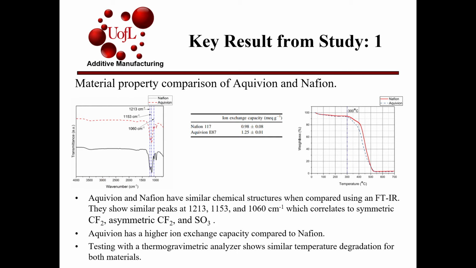The middle table shows that Equivion has a higher ion exchange capacity compared to Nafion. So the ion exchange capacity of Equivion is 1.25, which is higher than Nafion of 0.98. And then the final plot on the right shows the temperature degradation for both materials. You can see that they both start to have a high percentage of weight loss at around 300 C, which means that they are comparable for this metric. So both materials are similar in terms of material properties, except for the ion exchange capacity, where Equivion is better.